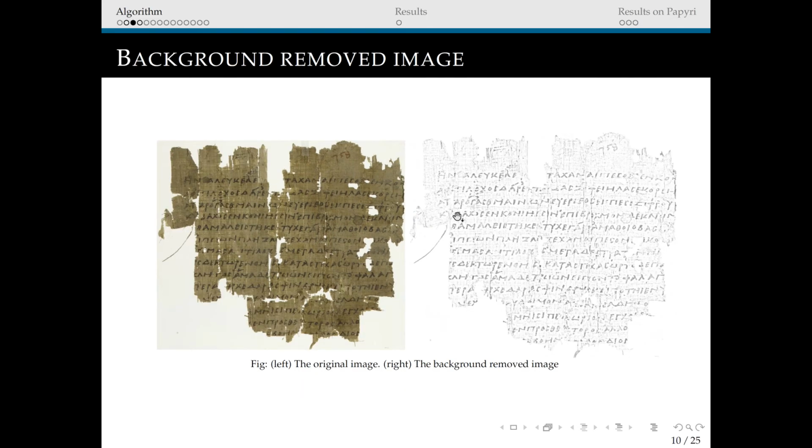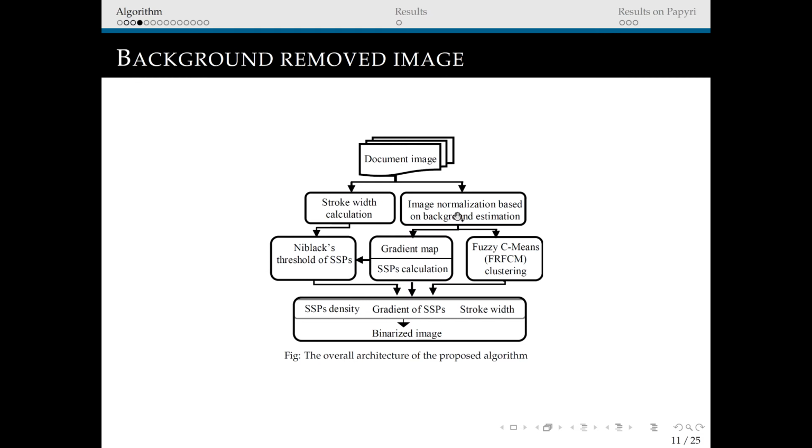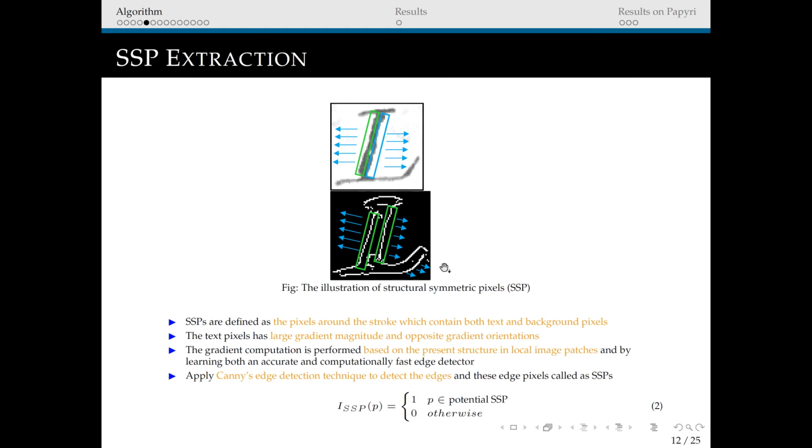So now we have the stroke width of the characters in the image, and we have the background removed image, which is cleaner. Now the next task would be to introduce one concept, what is known as structural symmetric pixels.